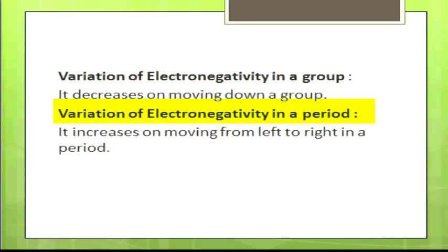Variation of electronegativity in a period. Electronegativity increases in a period on moving from left to right. On moving from left to right in a period, the atomic radius decreases and the nuclear charge increases. Due to the combined effect of decreasing atomic radius and increasing nuclear charge, the shared pair of electrons is more strongly attracted towards the nucleus. As a result, the electronegativity increases in a period from left to right.